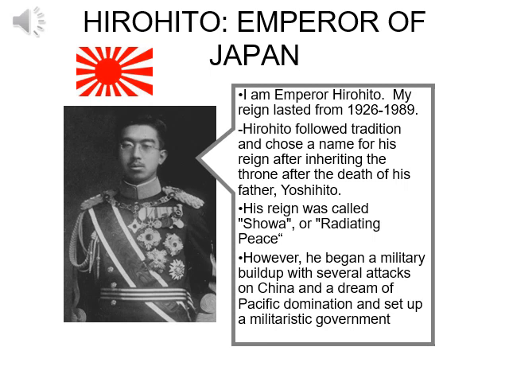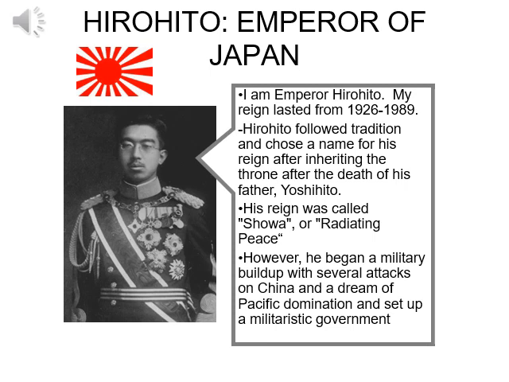That brings us to the Eastern Hemisphere and the reign of Emperor Hirohito, whose reign lasted from 1926 through 1989. Hirohito followed the tradition and chose a name for his reign after inheriting the throne after the death of his father, Yoshihito. His reign was called Showa, or Radiating Peace in English.